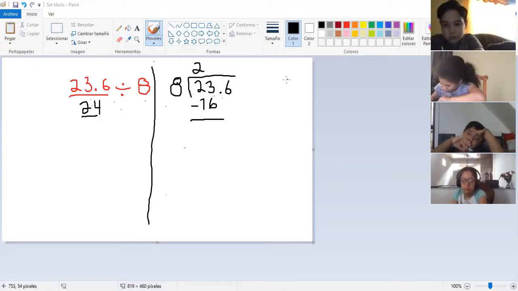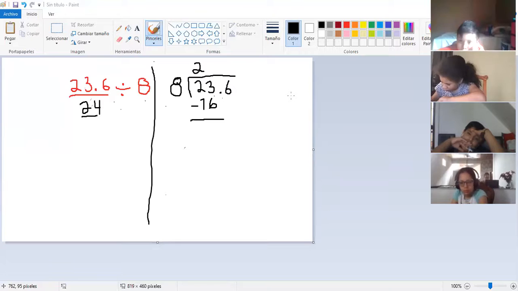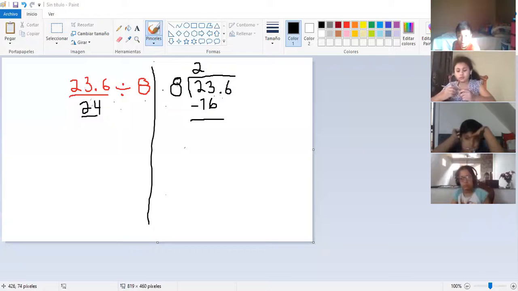We have many minutes of this class. Yes, we will continue. Okay, let's try to solve this. So, which is the subtraction? Which is the answer?